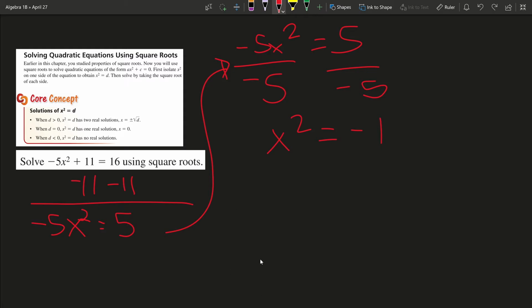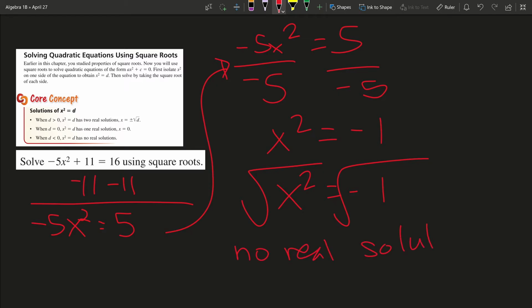Let's go ahead and continue this just to check if that's correct. x squared equals negative 1. Let's take the square root of both sides. And as you know, we cannot take the square root of a negative number. If we did, it would be imaginary numbers, which we haven't learned yet. So that's not possible. So we'd write no real solutions. Alright. So now, those are the different ways that you can figure out what the roots are.